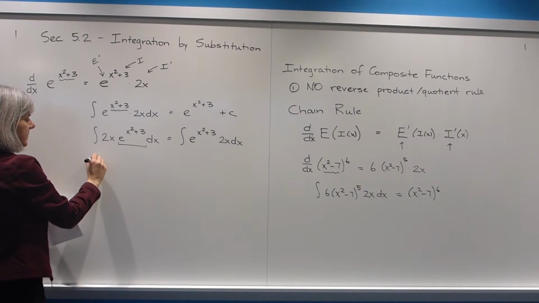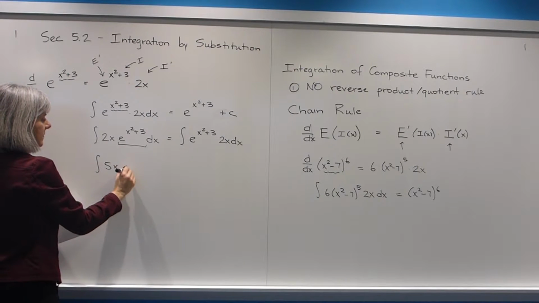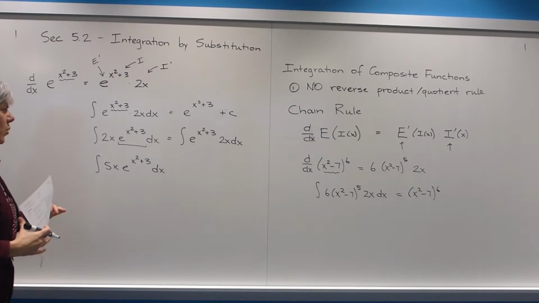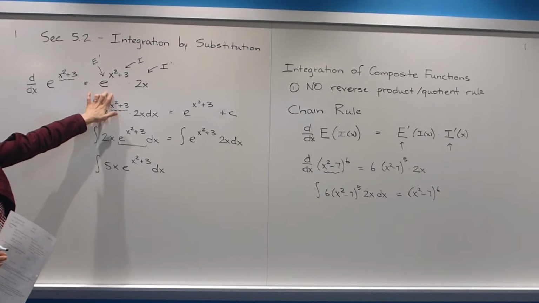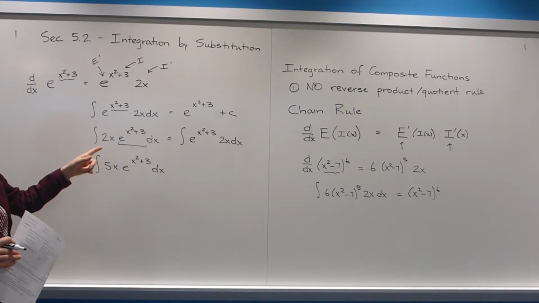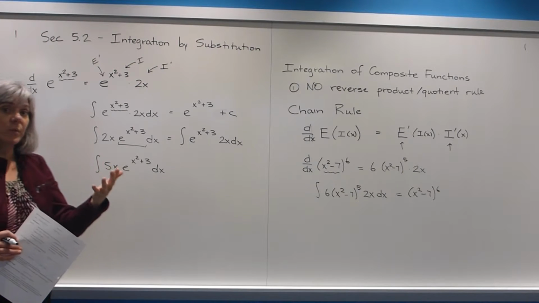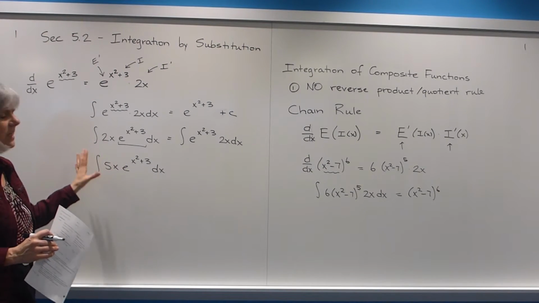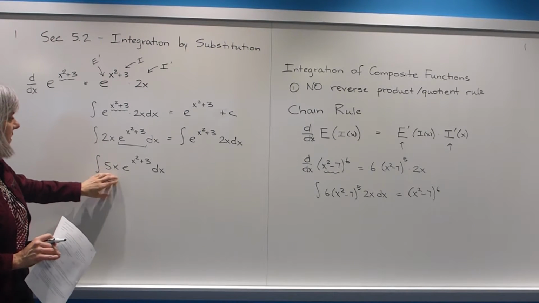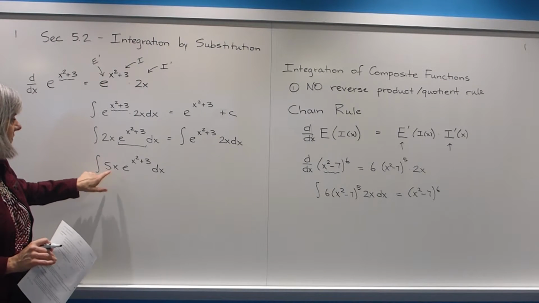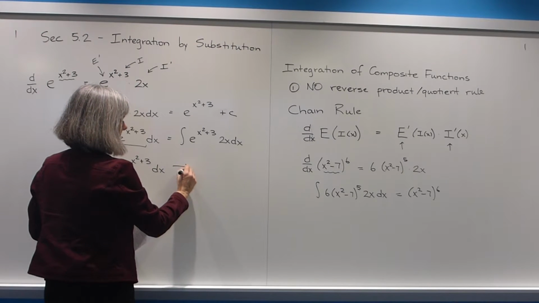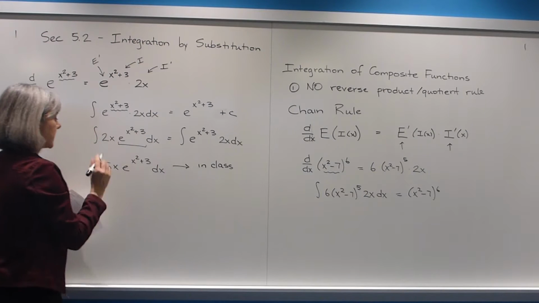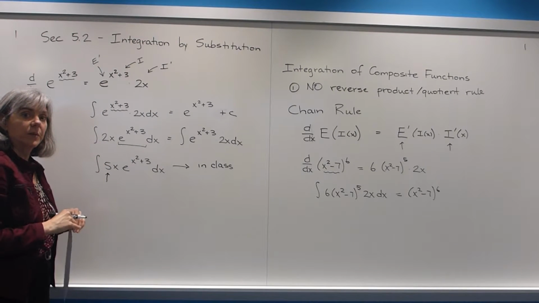What if I had this one? Well, it looks awfully close to this. It's just that it's a 5 instead of a 2. And so, again, just like with basic functions, when the number's not quite right, we can work with constants. Multiplying by constants, we can fix that. And this again, we'll talk about in class, how to fix this problem. The important piece is the only thing that's wrong is the number.